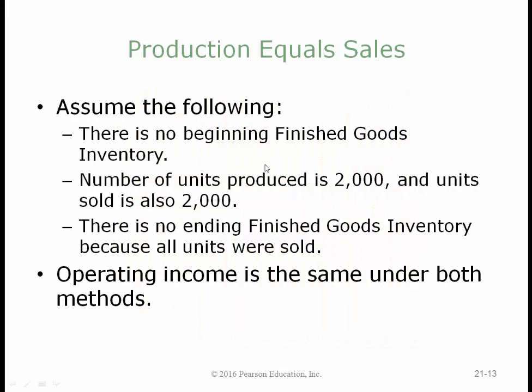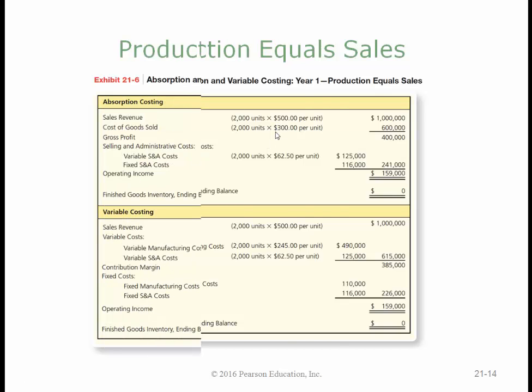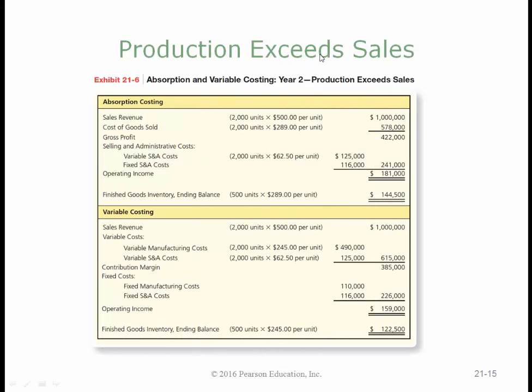But now let's look at it this way. Let's say there's no beginning inventory and there's no ending inventory. Well, this is what it says. This is a summary of what we just talked about. But the next one, here's the next one. Now it says production equals sales. We just went through this. Let's go to the next one. Sorry. Production exceeds sales. So now what happens here?